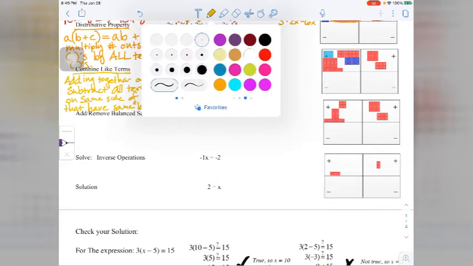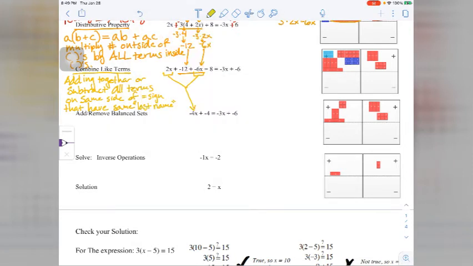Likewise, I'm going to go with this color yellow. I also have a -12 and an 8. Those have the same last name. And so I'm going to combine those together, and those are going to make -4.